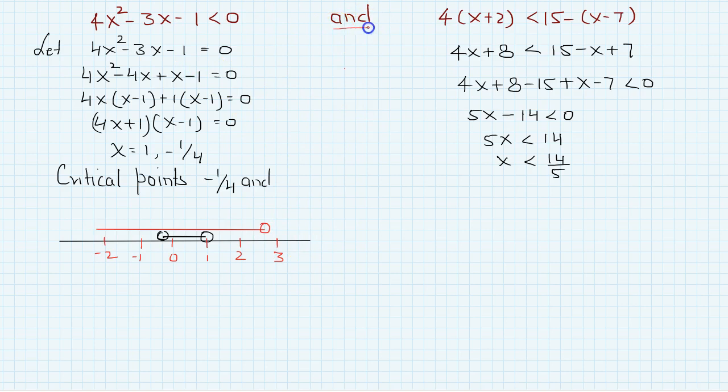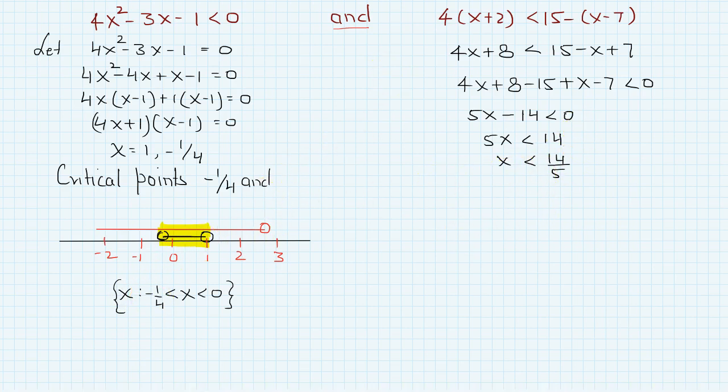Now this is saying AND. AND means that is common, this and this. So which values are satisfying both? Only these values where the lines are common. So its solution will be x such that x is greater than minus 1 over 4 and x is less than 0. So that is the solution set of this.